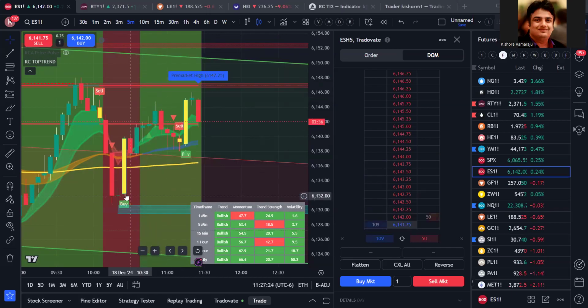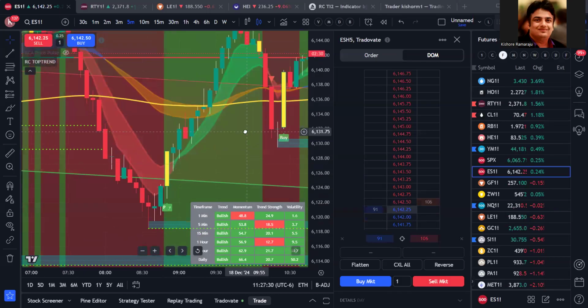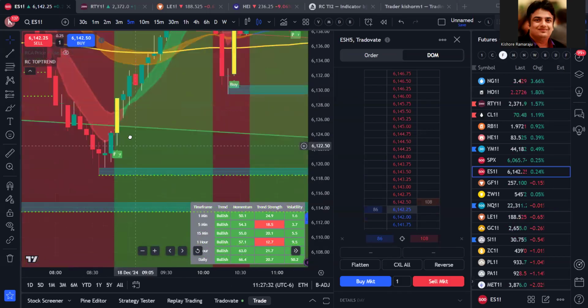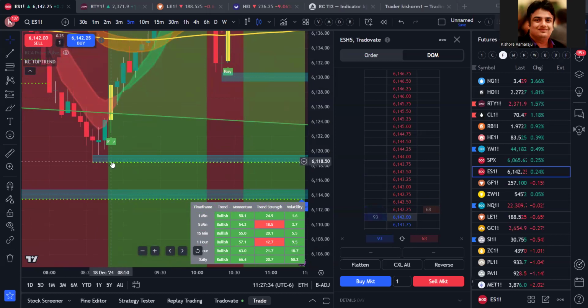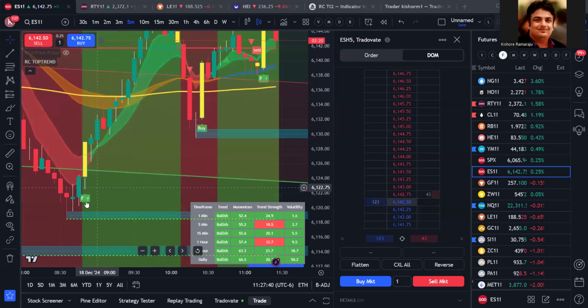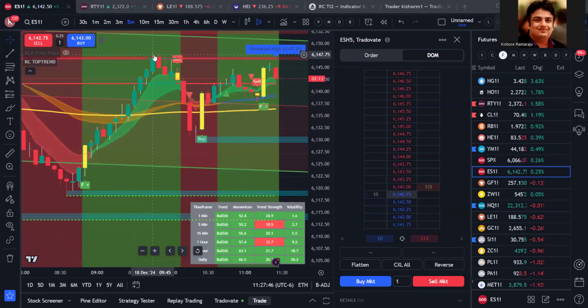And also, if the ticker is looking bullish, you can only focus on the buy signals. Whenever you get a buy signal close to the support, you take the trades, you will make nice profits. Here you got a buy signal, right? It touched a mini support and strong support both, and we touched it. You got a buy signal, green background. It went all the way from 6118 to 6145.